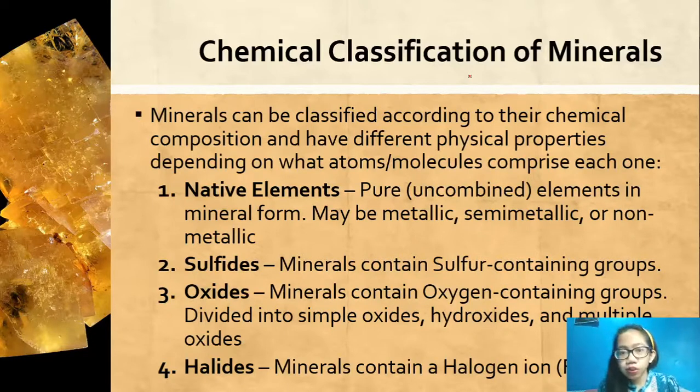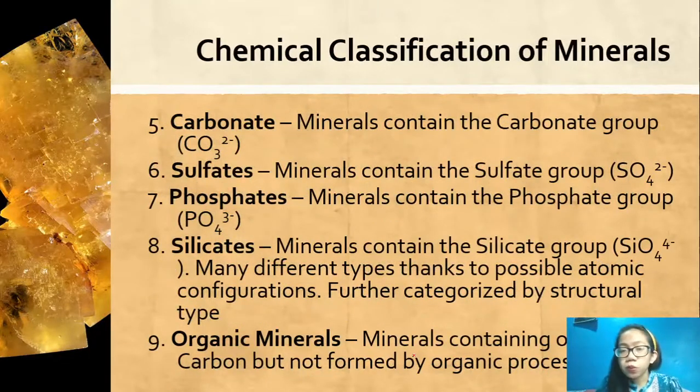Usually sulfur is very brittle and yellow. Oxides, so mostly oxygen containing groups. Halides, which contain your halogen ions. Your carbonates, so usually white, with the carbonate group. Sulfates, with sulfate groups. Phosphate groups, and your silicates, which are very common because, as you can remember from our graph, silicates and oxygen are the most dominant or the most common minerals. That's why quartz, which is a silicate mineral, is very common.